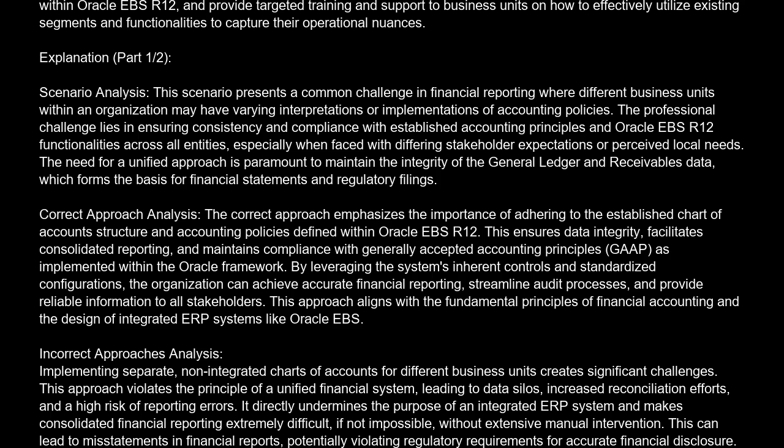Incorrect approaches analysis. Implementing separate, non-integrated charts of accounts for different business units creates significant challenges.